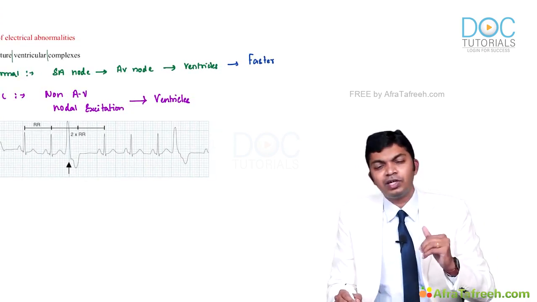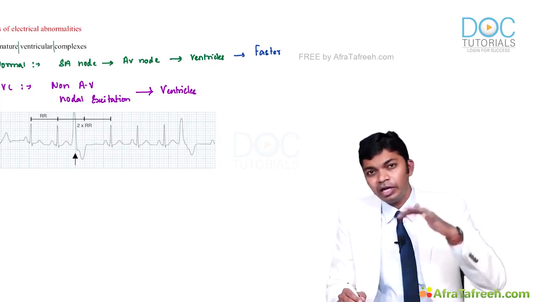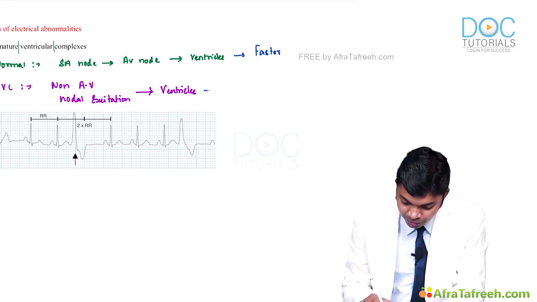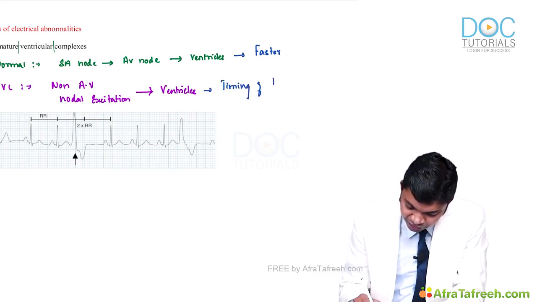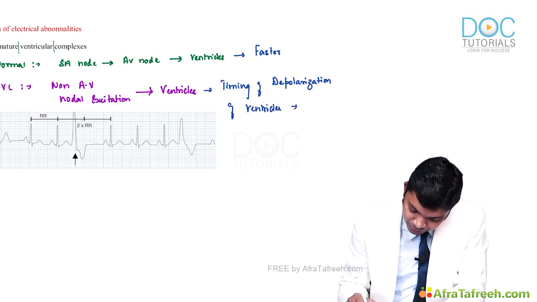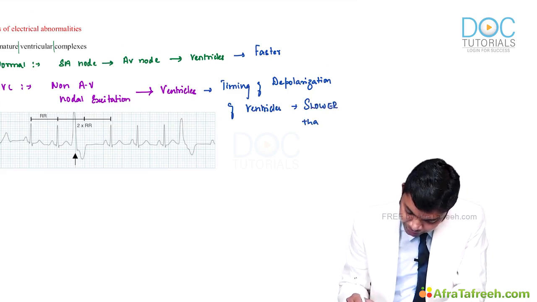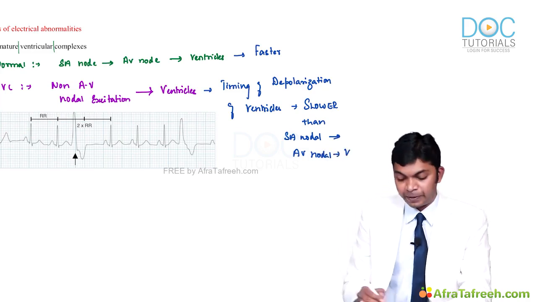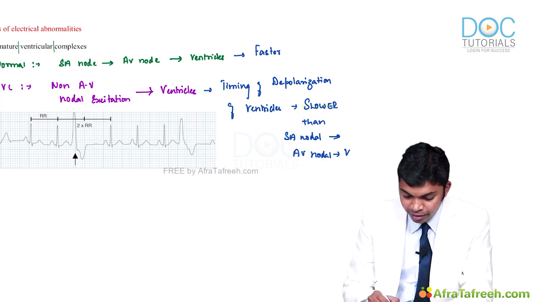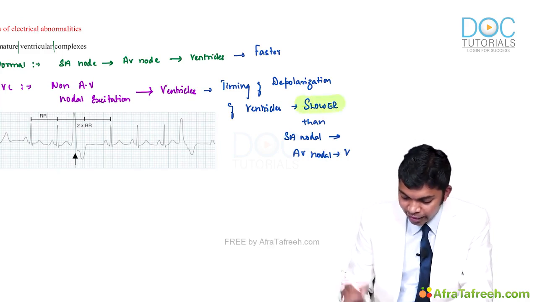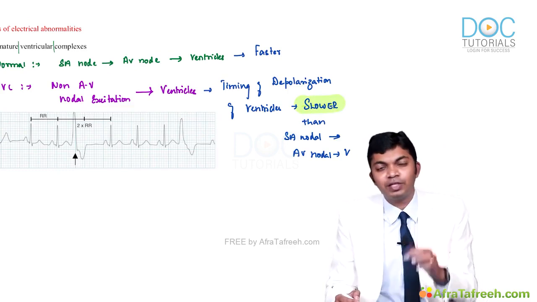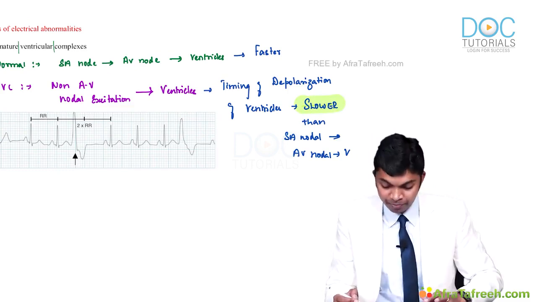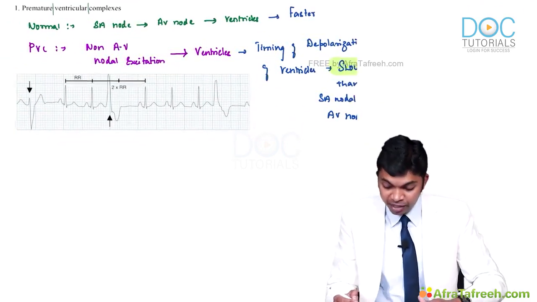So, when there is a non-AV nodal excitation that reaches the ventricle, the timing of depolarization of the ventricles will be comparatively slower than SA nodal activation, okay. It will be much slower than the conventional SA nodal, AV nodal ventricular tract. This slow excitation of ventricular activity makes the QRS complex appear very broad, doctors.